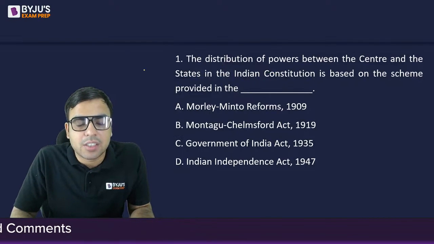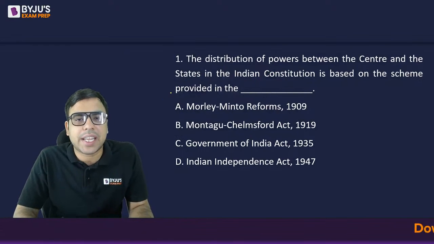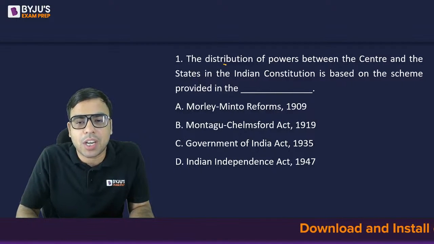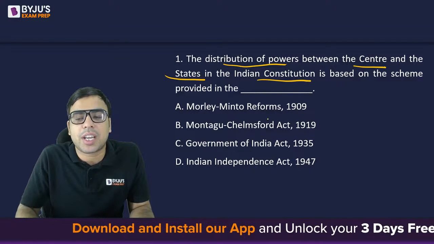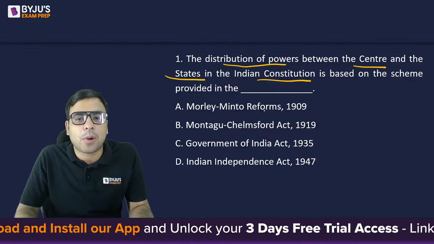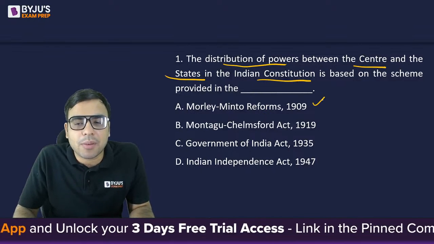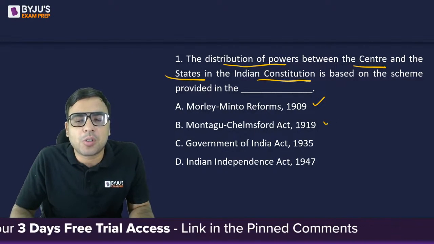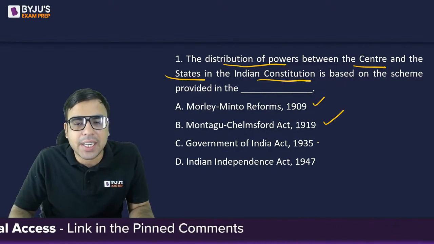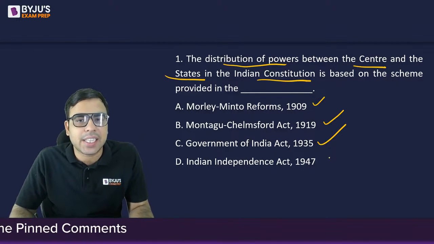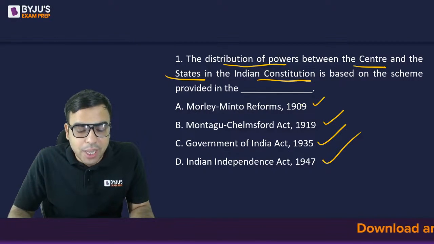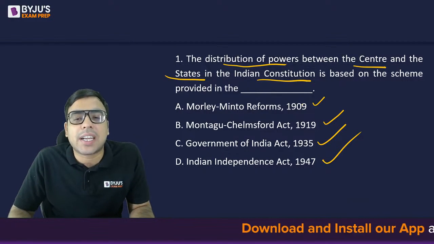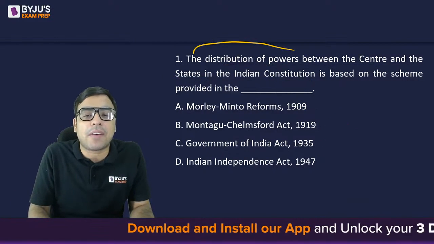Okay, yes. So let's start with the first question of the day. The first question says the distribution of powers between the center and the state in the Indian Constitution is based on the scheme provided in Morley-Minto Reforms 1909, Montagu-Chelmsford Reforms 1919, Government of India Act 1935, Indian Independence Act 1947. आपको ये बताना है आंसर में कि जो सेंटर स्टेट रिलेशन का जो डिस्ट्रीब्यूशन ऑफ पावर्स है अभी.